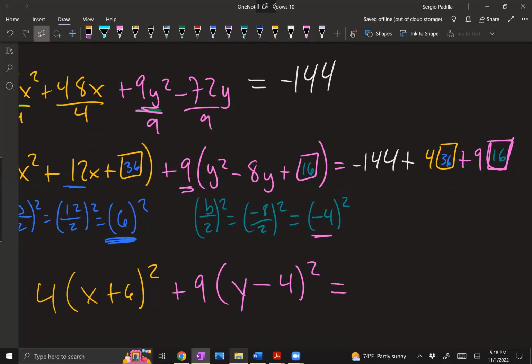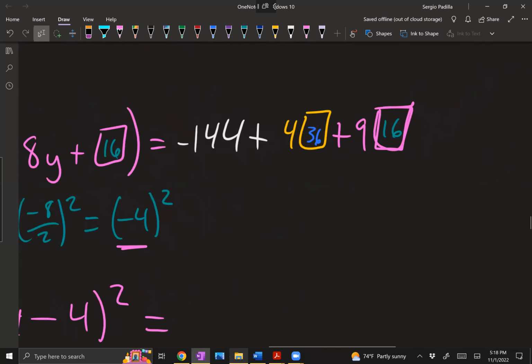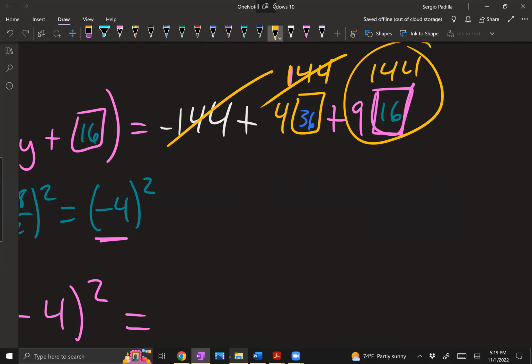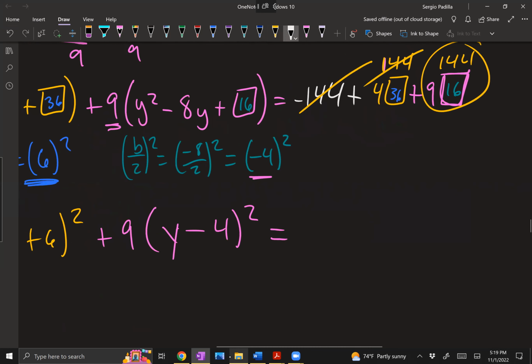So let's see. Here is where we actually have to do a little bit of math, right? We're going to need to do 4 times 36, which is going to give us 144. Oh, that's convenient. That means these will cancel. And then 9 times 16 is going to be, oh, that's also 144. That's really convenient, isn't it? So this ends up being 144. Hot dog. Yeah, that works out, right?